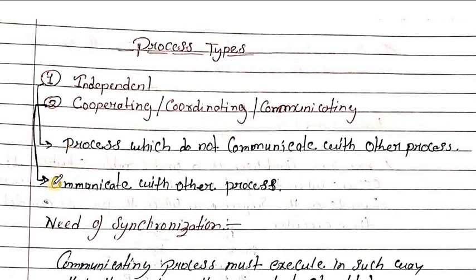Then the cooperative and communicating process. Cooperative processes communicate with others. A cooperative process is a process which communicates with other processes. Means that if a process communicates with another process for sharing variables and some other features, then this type of process is called a cooperative process, and it is dependent on another process.